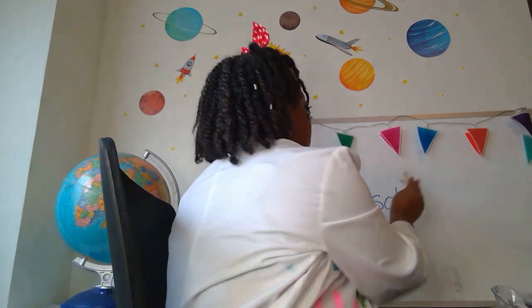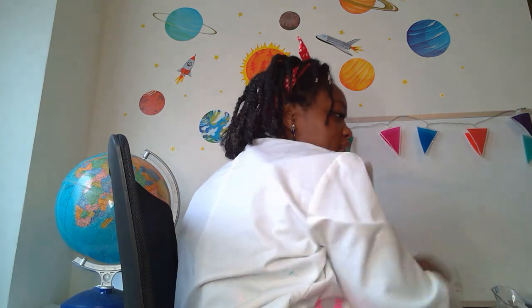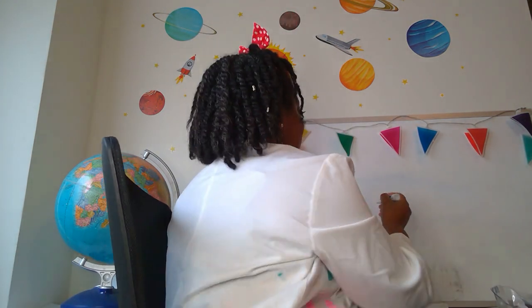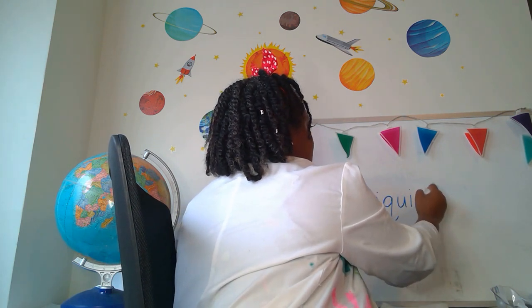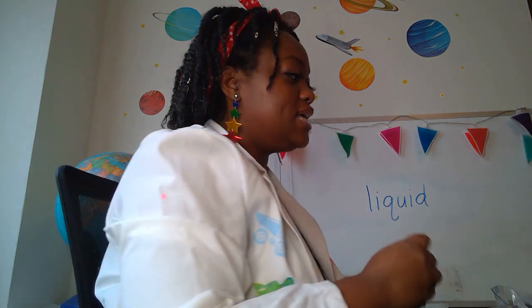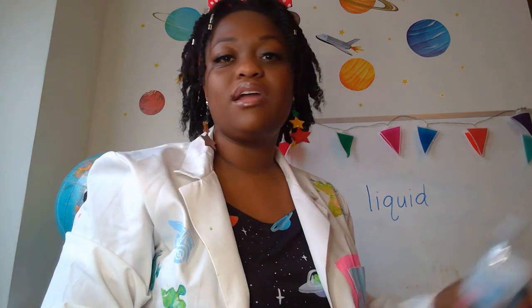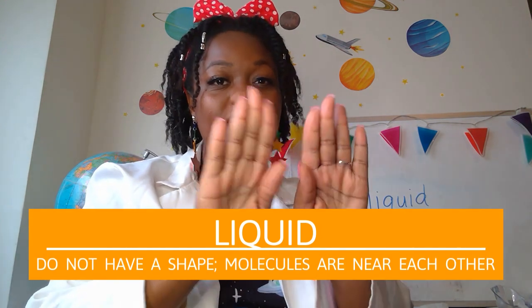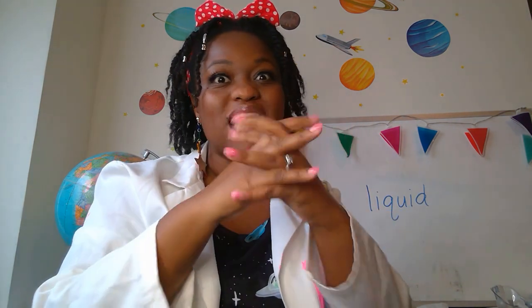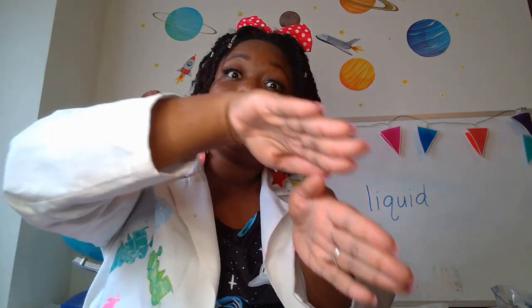Let's go to another type of matter. Let's go to liquid. Liquids are the molecules inside of liquids are close together but not tight together like they are in the solids. In solids, they're really close together because they have to take their shape. But in a liquid, they're just near each other, okay? Because liquids flow, okay? They flow.